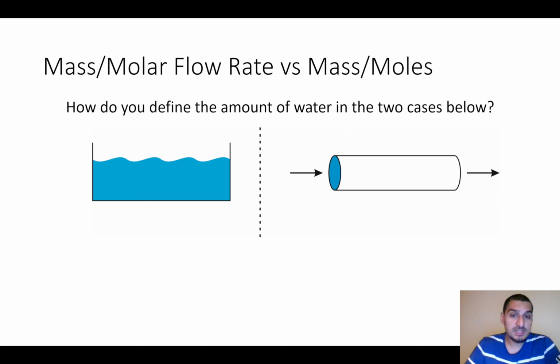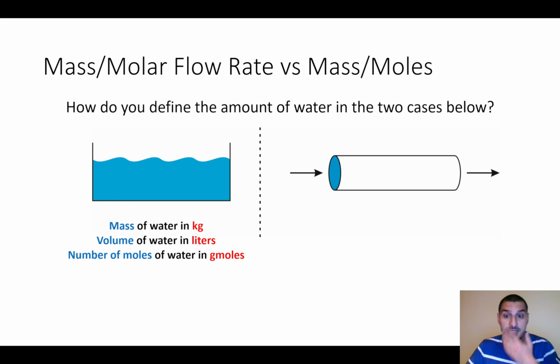So for the first case, it's a simple case which we are all familiar with. We can define the amount of water by more than one method, using more than one parameter. The first is the mass. I can say that I have 1 kilogram, or 1000 gram, whatever the units that we have. So one way is by using the mass. The second is by the volume.